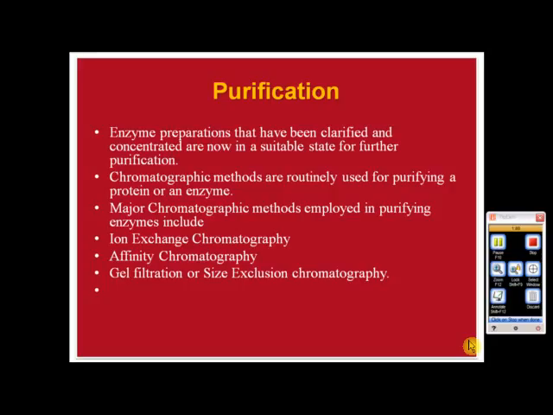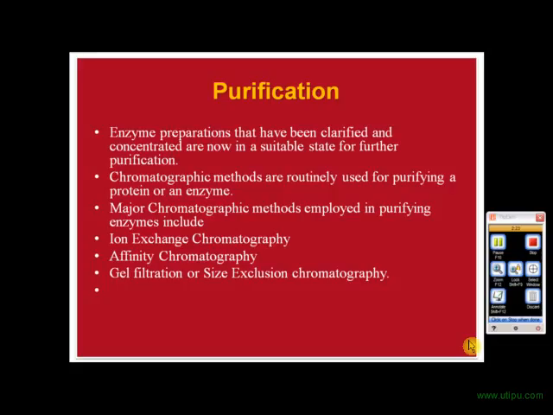For purification we apply several methods, majorly chromatographic methods. The best examples are ion exchange chromatography, affinity chromatography, and gel filtration or size exclusion. Before going into that, we will do one more thing. Have you ever heard about ammonium sulfate precipitation? Generally people do ammonium sulfate precipitation as the initial step, where it precipitates out the protein.